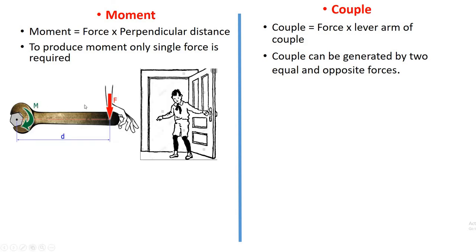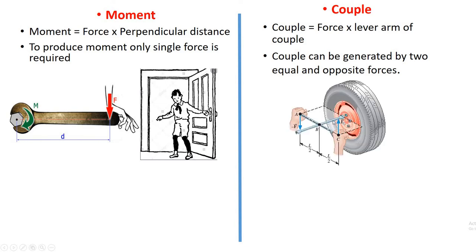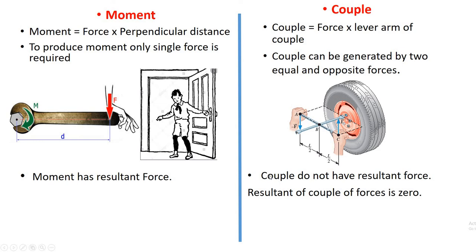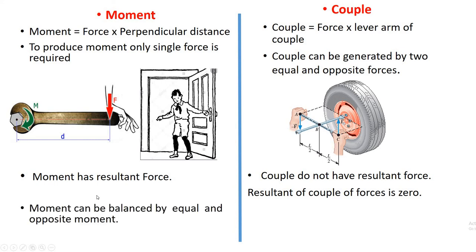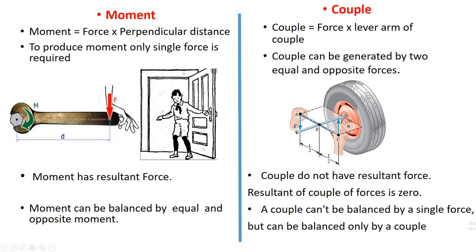Again, rotation of this wrench about the pivot is clockwise. Rotation of a door, that is also a moment. Rotation of this tire wrench, that is a couple of forces. A moment has a resultant force. A couple doesn't have any resultant. So the resultant of couple forces is 0. And if you want to balance a moment, you have to apply an equal and opposite moment. And a couple cannot be balanced by a single force. You have to apply an equal and opposite couple of forces.